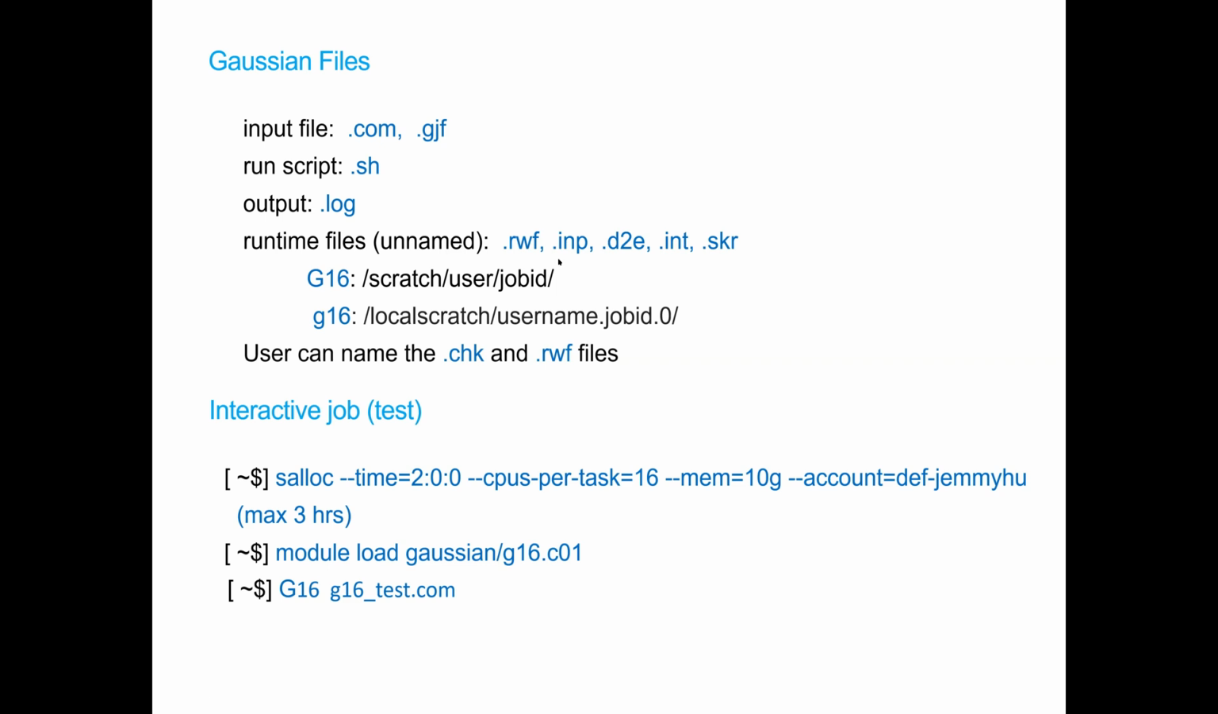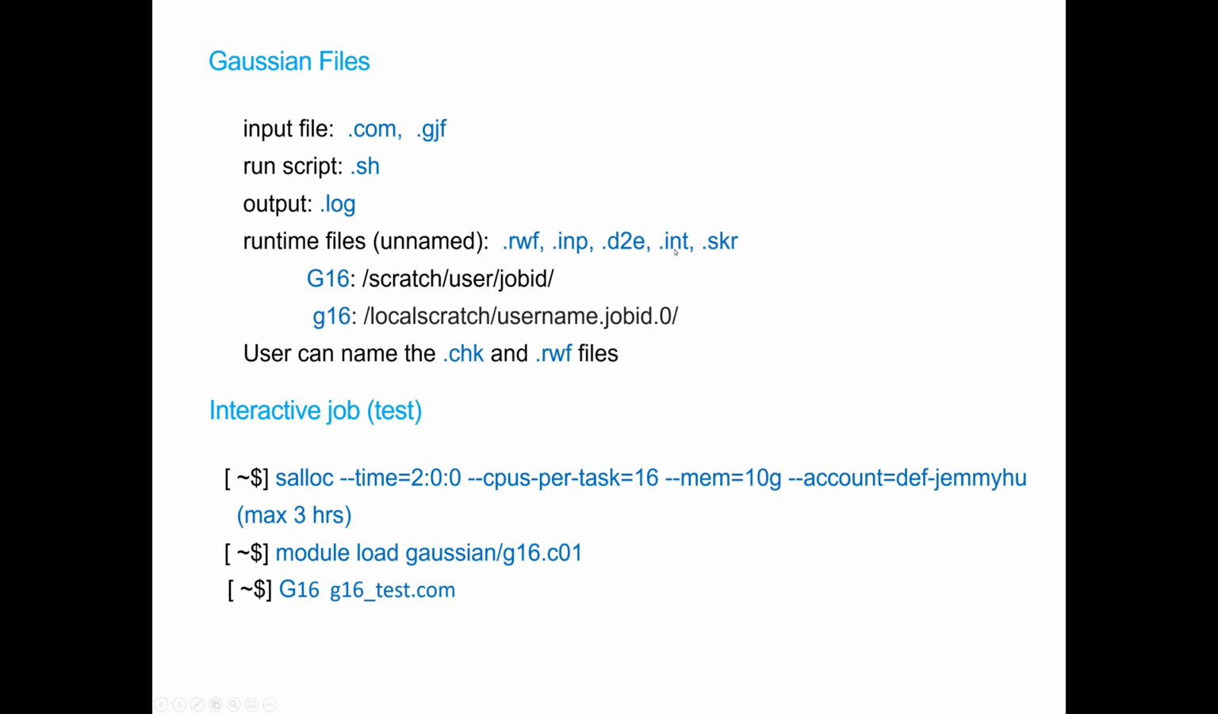The Gaussian files, as we said, include the input file, which in the normal case is a .com file. Some users like to use a .gjf file, which is also fine. So basically there are two types. And then there is the run script, and the output is a .log file, right? These are all supposed to be in the same directory, your current job directory. And the run files: Gaussian will have 5 files, and the most important thing is .rwf. RWF is called read-write file. So these are super important files. The other files will stay there too, but they are empty or small.